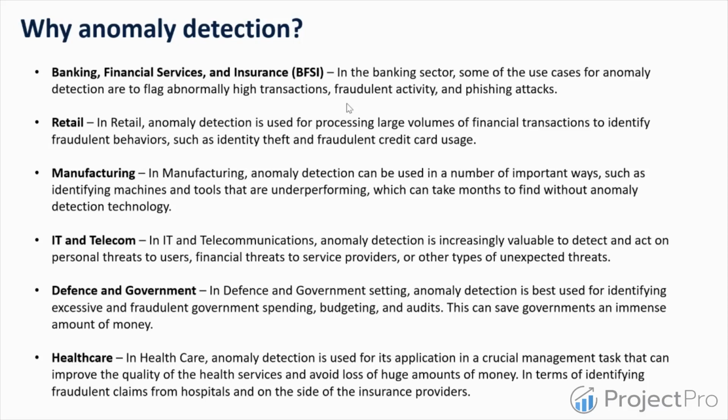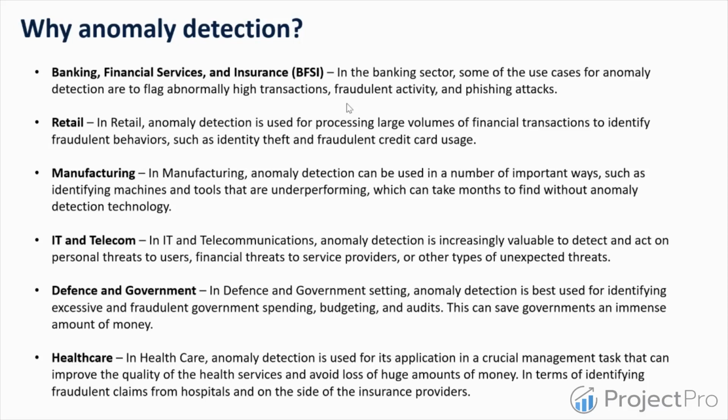IT and telecom. In IT and telecommunications, anomaly detection is increasingly valuable to detect and act on personal threats to users, right? Financial threats to service providers and other types of unexpected threats, right? So if there are certain emails that you are receiving or communications that you are doing, if there are any threats to the user, the way the email is sent or the way the calls are being made, right, again, if there are any financial threats to the service providers, again it ties back to the finance domain, right, you can identify those threats as well, right?